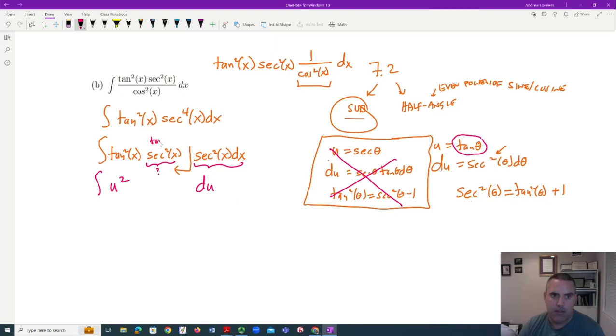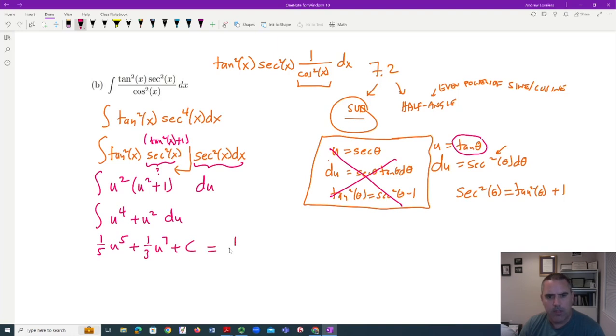This is tangent squared of x plus 1. So this is going to be u squared plus 1. And now we're almost done. So now you expand. And you write 1/5 u to the 5th plus 1/3 u to the 3rd plus c. And then we're done. 1/5 tangent to the 5th of x plus 1/3 tangent to the 3rd of x plus c. Success.